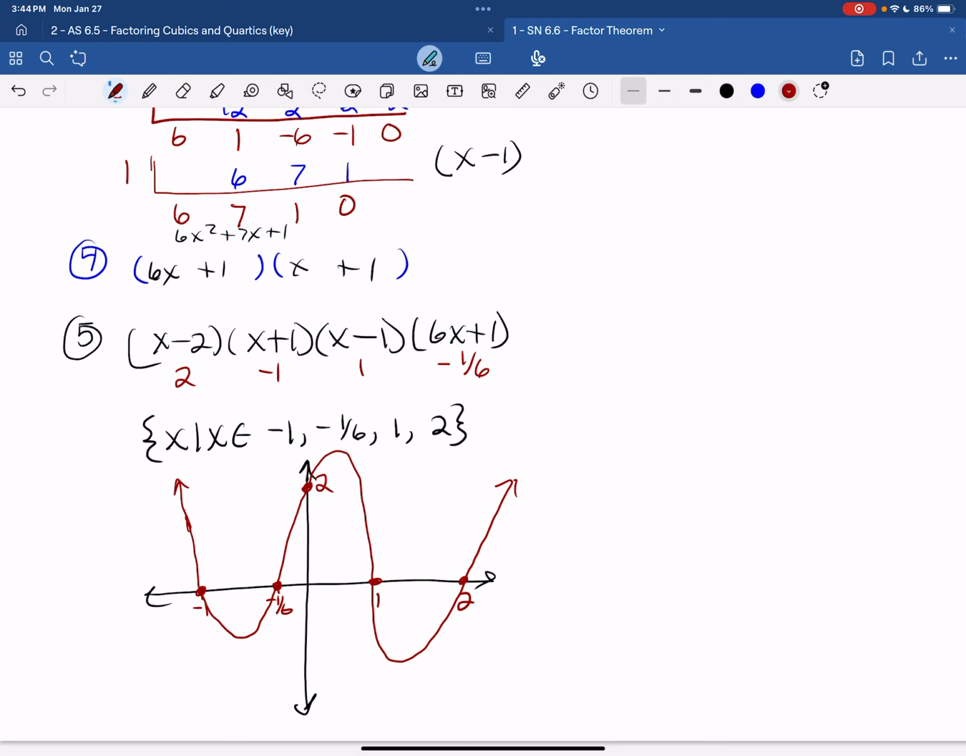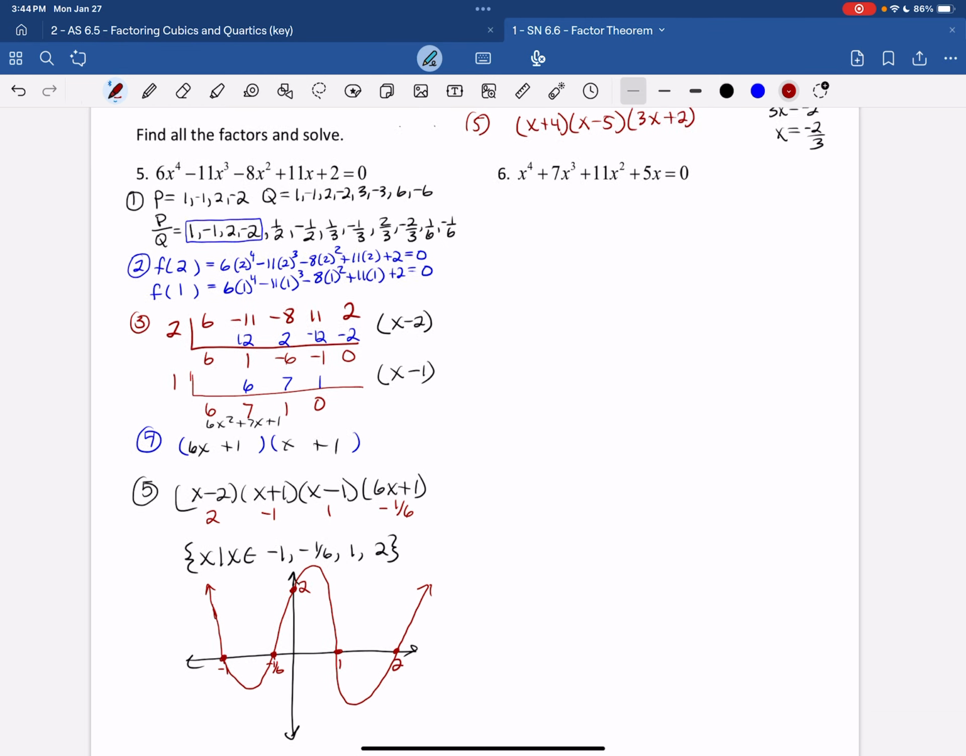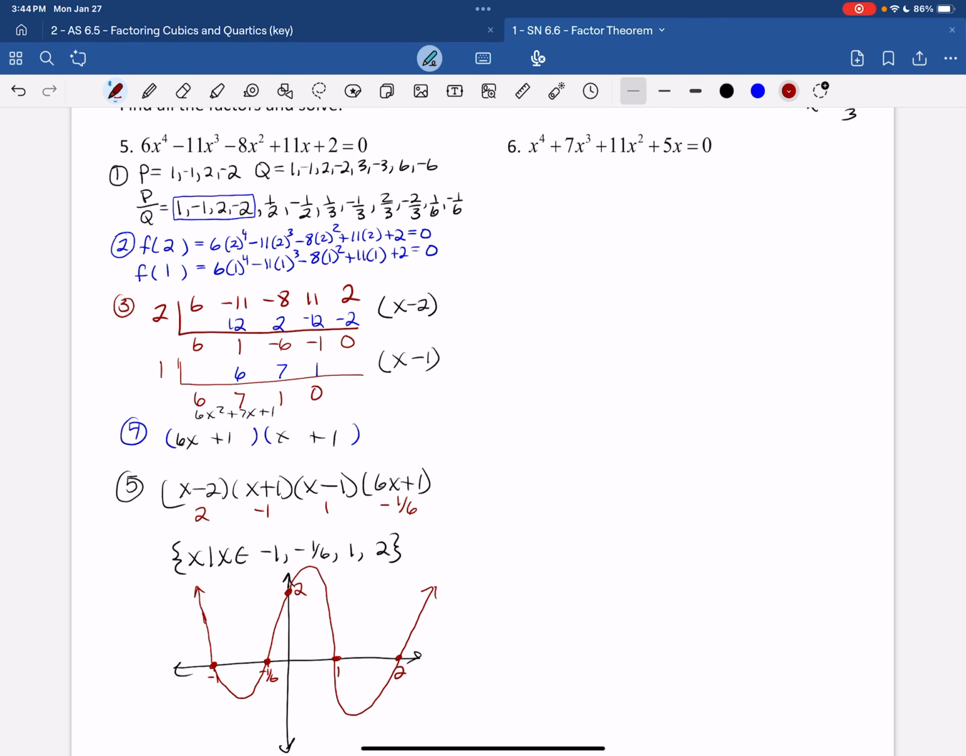Okay, so that's it. So there's all the work I have solved. I've used the factor theorem twice. Then I used synthetic division twice. Then I got all my factors, I got all my solutions, and then I sketched my graph.